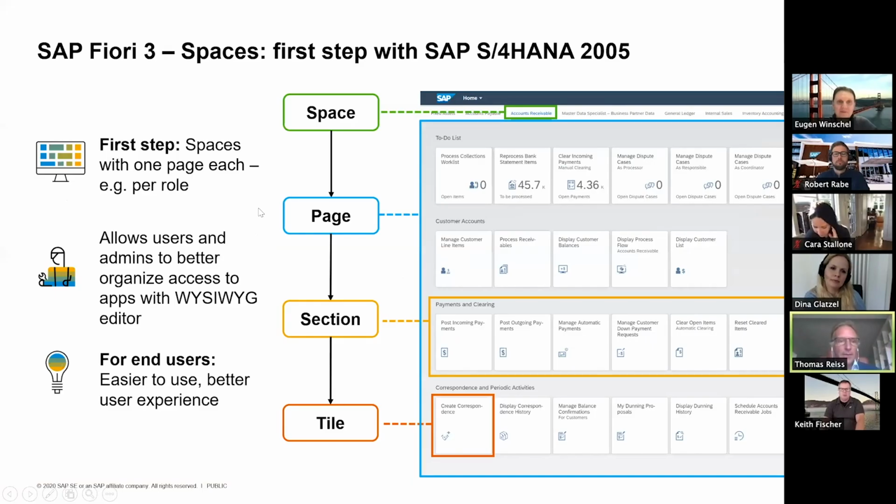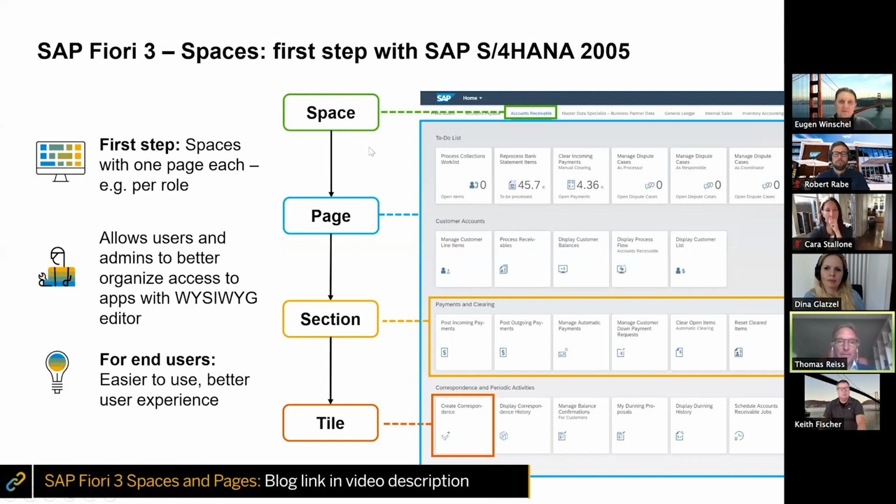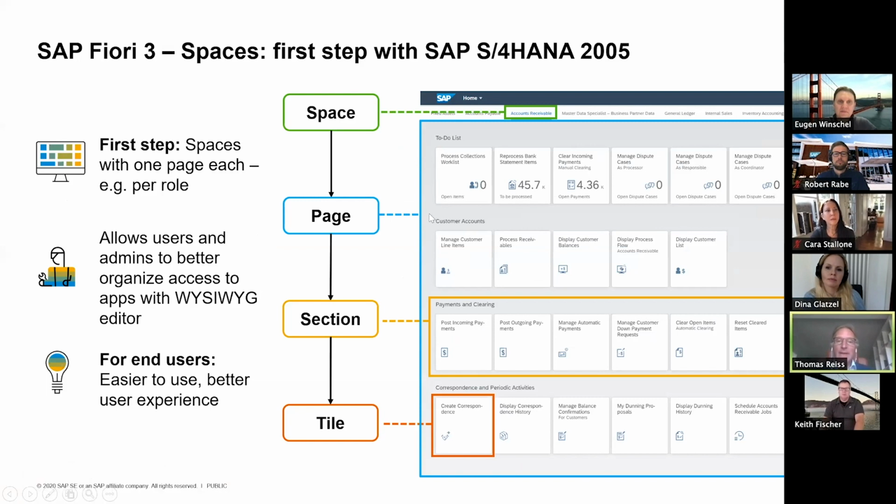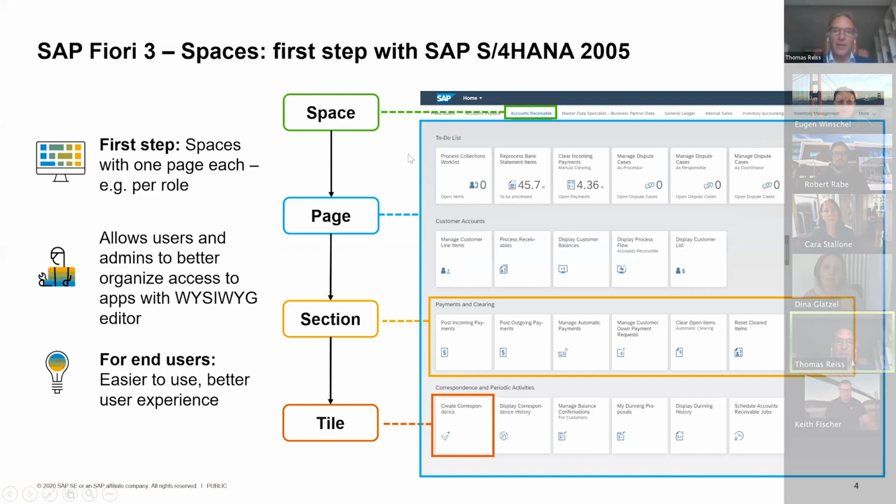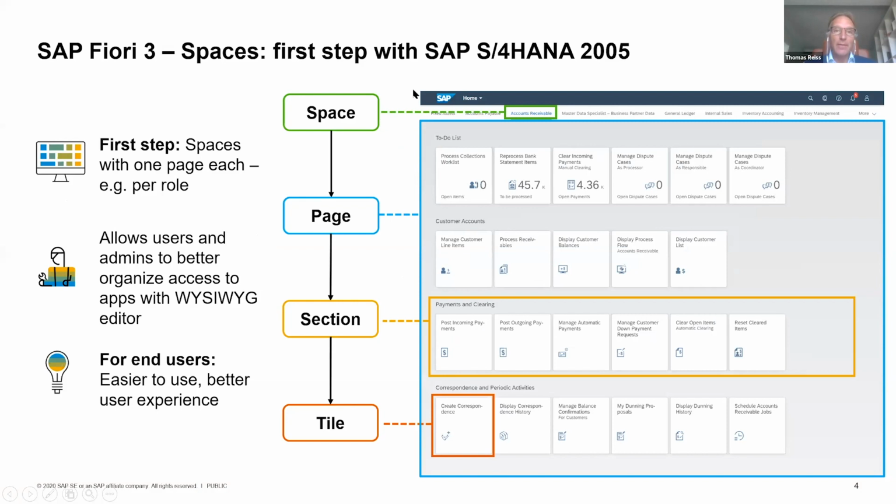So if you can see this now, this is explaining the new spaces, and this is actually available since last week, Thursday. It's just come out with S/4HANA 2005, and I published a blog on it also if you're interested. Before, we just had a home page, one long page with different sections. The only way of structuring the content on the page was by section, so you just had one level of structure. Now we actually have 3 levels.